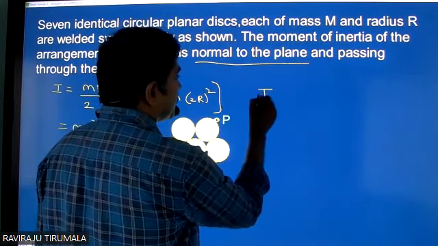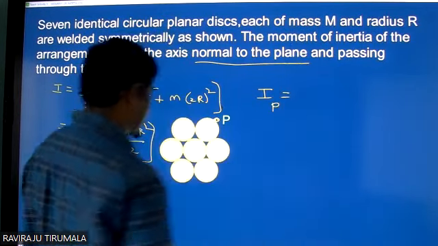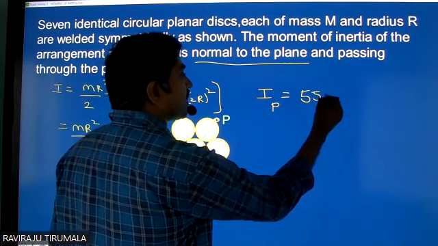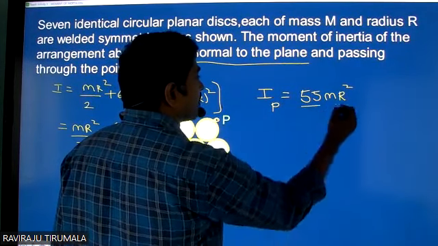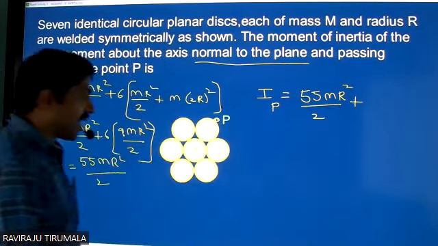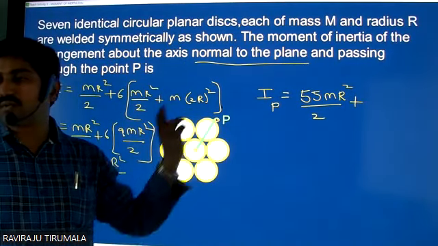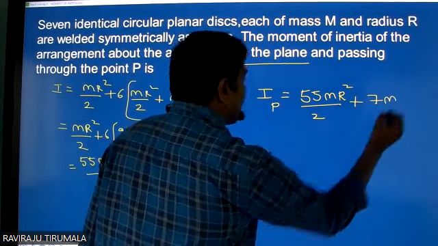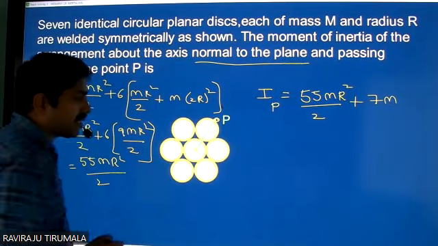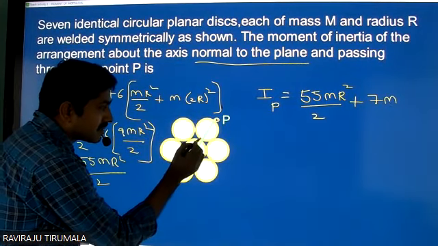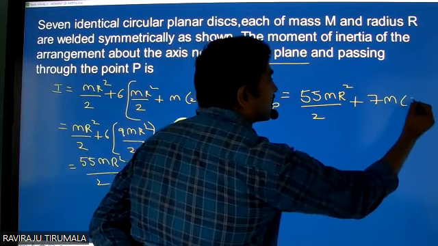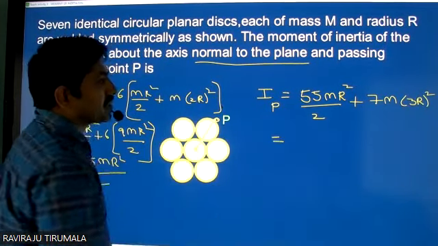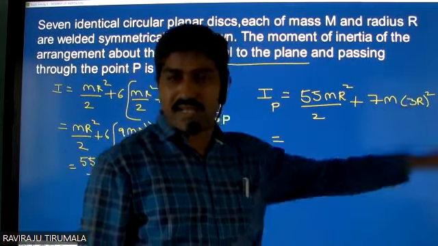Now moment of inertia about a line passing through point P, from this passing through the center. What is the formula? 55 mr square by 2 plus mass. Mass means the total system mass you have to take. How much is the total mass? 7m. And what is the distance between center O and point P? Here to here R. This is 2R. Totally how much? 3R. So by applying parallel axis theorem, 3R whole square. This will be 3 3 is a 9, 9 7 is 63, 63 mr square.